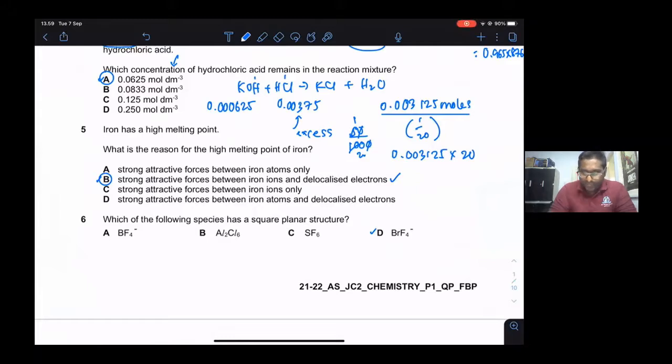Now, which of the following species has a square planar structure? Square planar structure is going to be something like this: 4 bonding pair and then 2 lone pair. So 2 lone pair over there. So we are looking for 4 bonding pair and 2 lone pair.